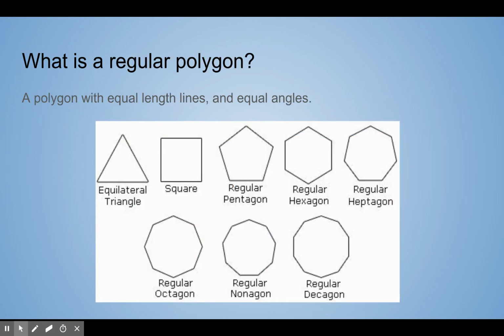Okay, so what is a regular polygon? A regular polygon is a polygon where all the lines and all the angles are equal. So here are some examples of regular polygons.